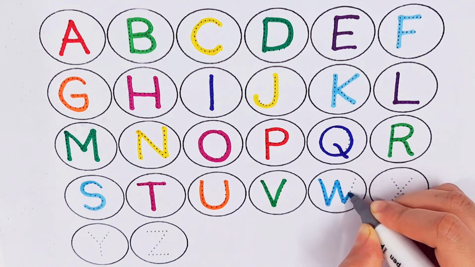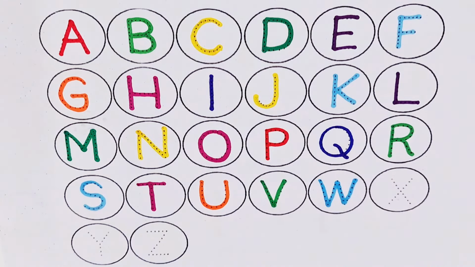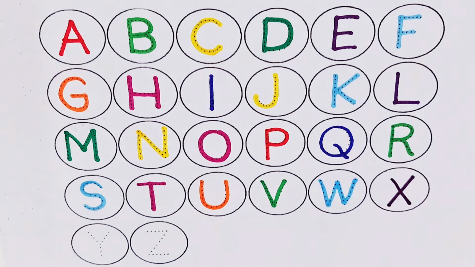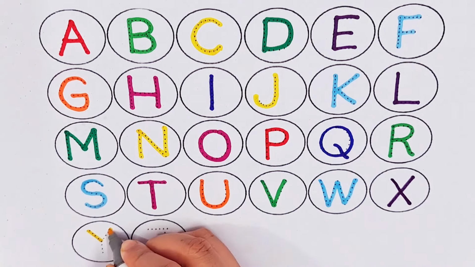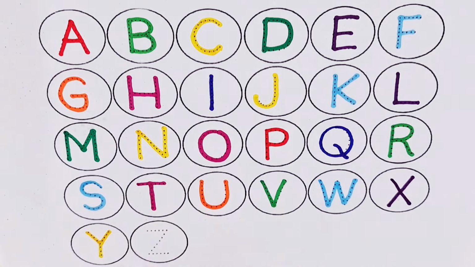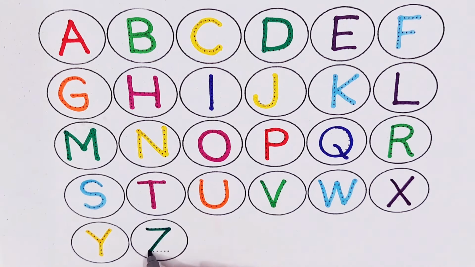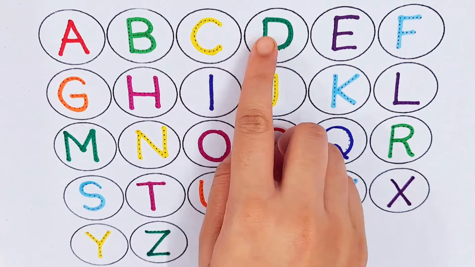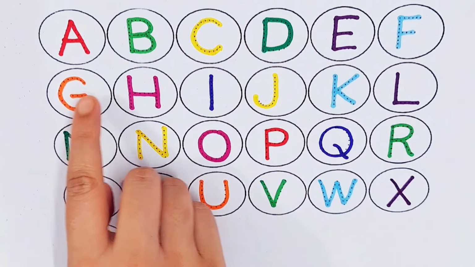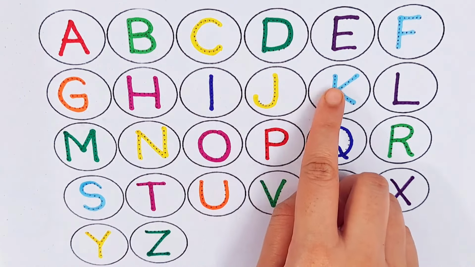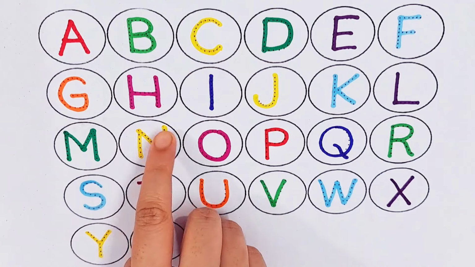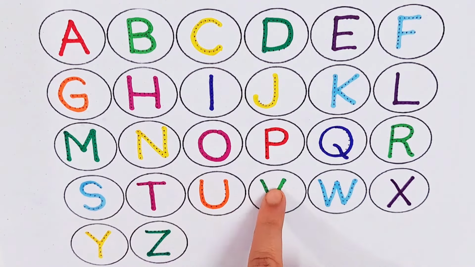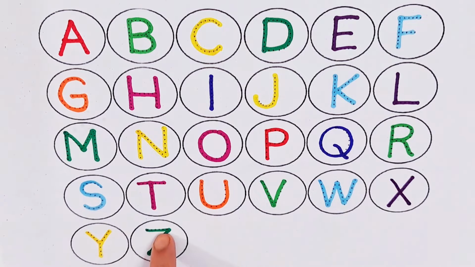W. W for window. X. X for Xerox. Y. Y for yen. Z. Z for zero. A, B, C, D, E, F, G, H, I, J, K, L, M, N, O, P, Q, R, S, T, U, V, W, X, Y, and Z.